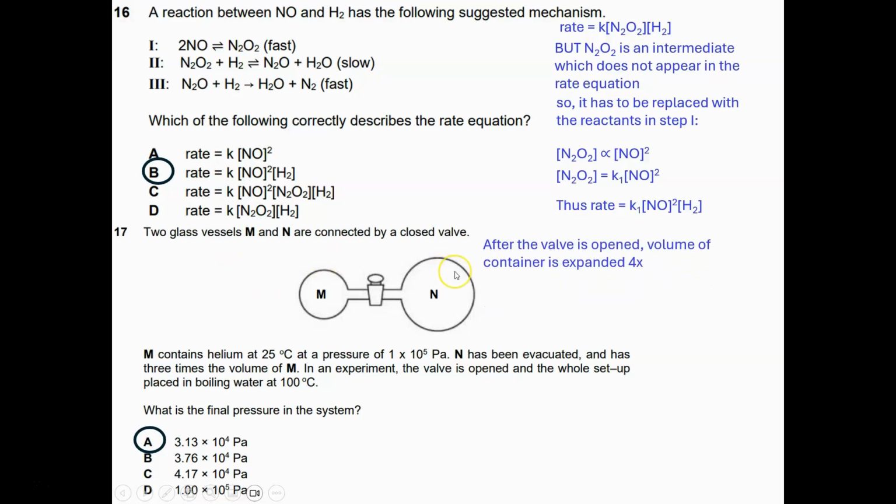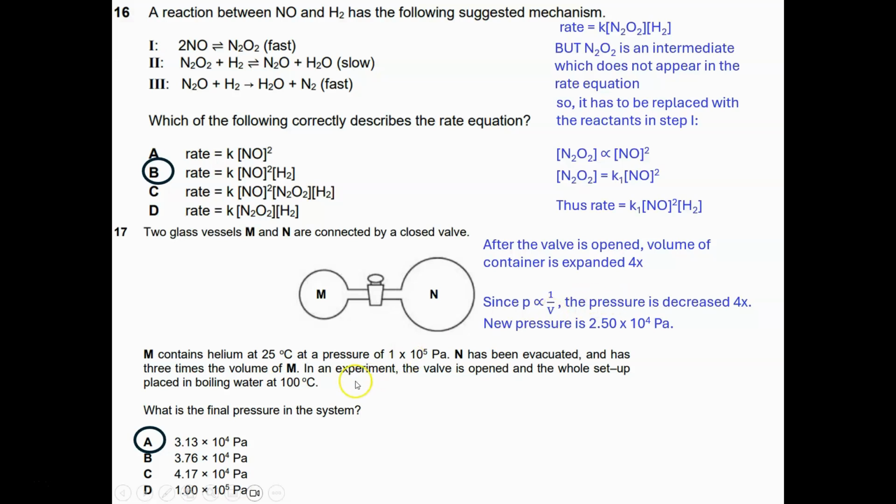So you can do it in one step, but I'm going to explain how. Firstly, M contains helium at a certain pressure and certain temperature. After I open the valve, M is combined with N, and N has 3 times the volume of M, which means that the total volume in this container is now 4 times the original volume. And we know that pressure is inversely proportional to volume, and since my volume is expanded 4 times, my pressure will be decreased by 4 times.